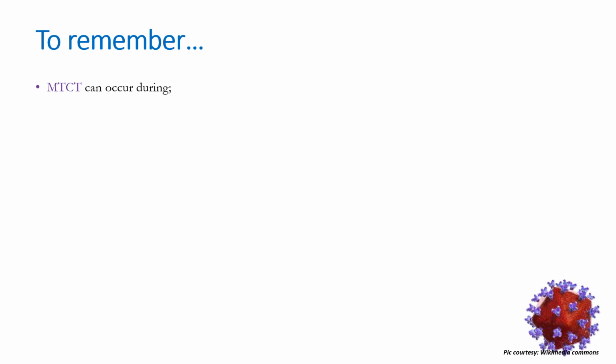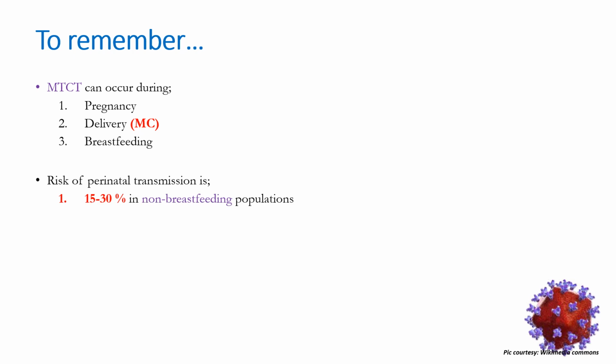So what one needs to remember is that mother to child transmission can occur any time during pregnancy or during delivery, which is the most common time of acquisition, or during breastfeeding. Along with this, the risk of perinatal transmission is 15 to 30% in non-breastfeeding populations and 20 to 45%, that is marginal increase, in breastfeeding populations.